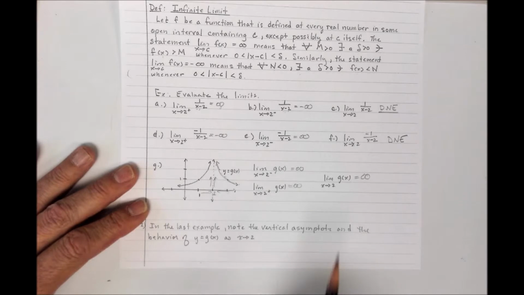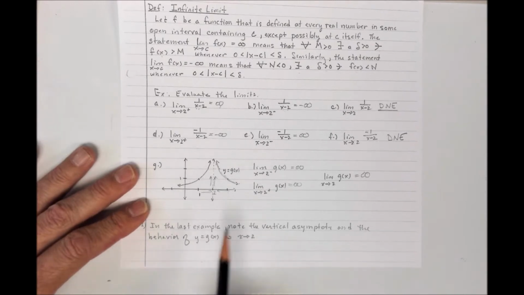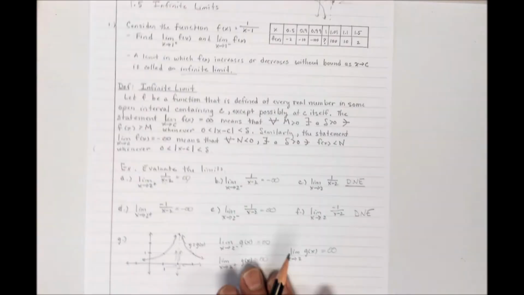Now, notice here we have an infinite limit at a vertical asymptote. So I've got a feeling that there's going to be some kind of a tie-in between this type of limit and the vertical asymptotes of particularly rational functions for the most part. Let's see if we can tie those together. We can. Let's define a vertical asymptote.